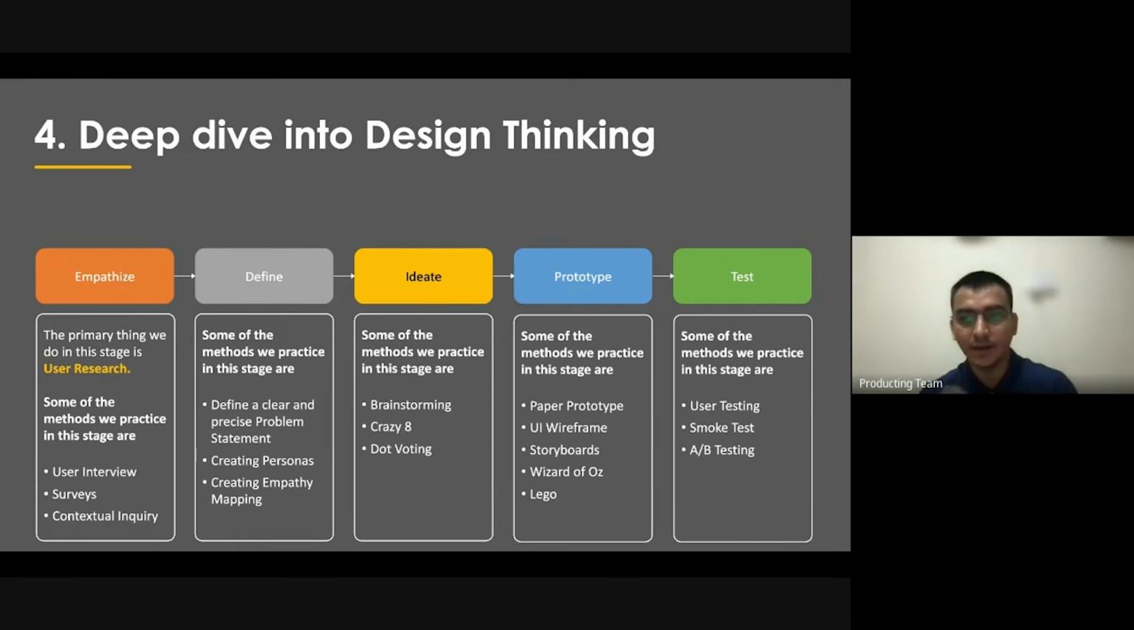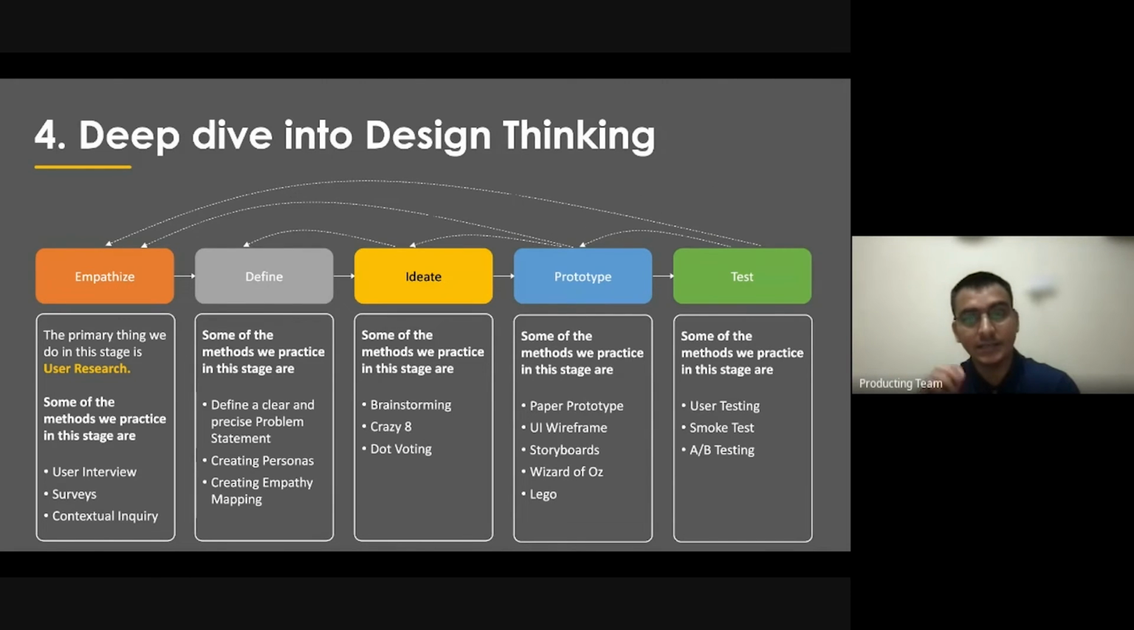Okay, and then on the test, we do user testing, we do smoke tests, we do A/B testing, right, to validate whether we are successfully able to solve this problem or not. Okay, so these are the stages, and these are the methods which we use.